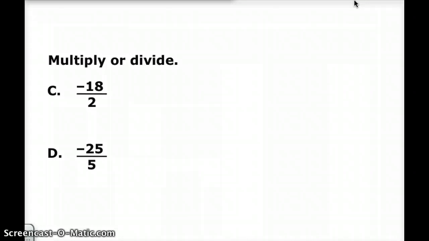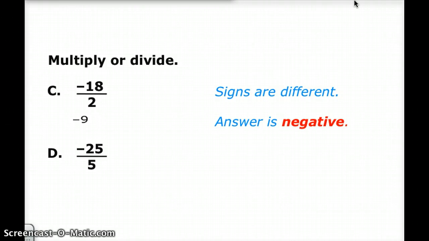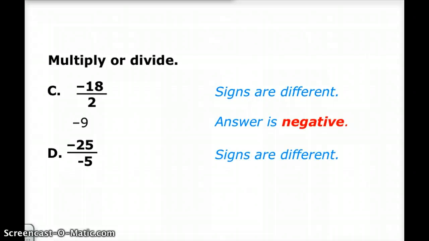Example C, negative 18 divided by 2. 18 divided by 2 is 9. One negative, one positive is a negative. In example D, negative 25 divided by negative 5. I know 25 divided by 5 is 5, and two negatives make a positive.